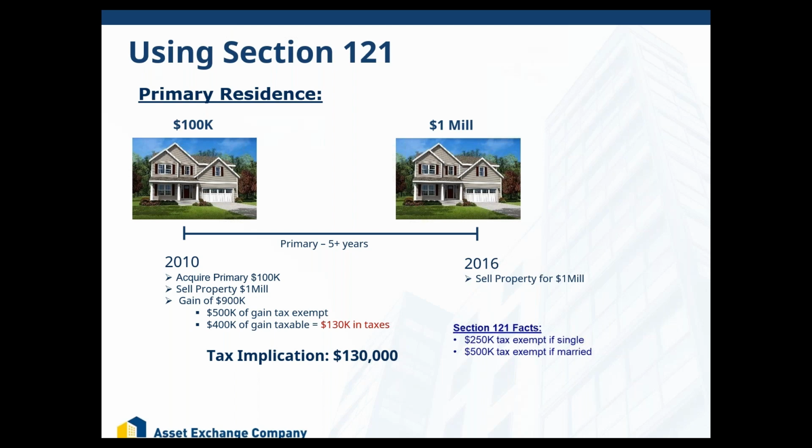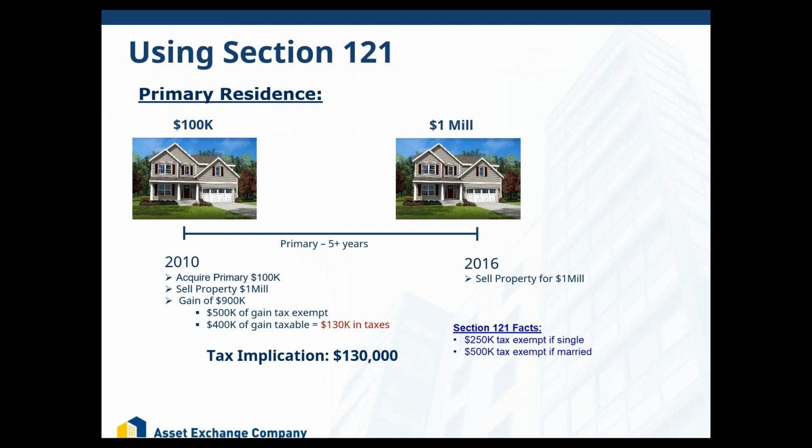Okay, now let's also say when we sell it in 2016, we're married. Okay, now we're going to claim the 121. So because we're married, the first 500,000 of that $900,000 gain, that'll be tax exempt, right? But what's the problem? Well, we still have another $400,000 worth of gain that we're going to be subject to taxes on when we sell the property in 2016, right? That's going to equate to roughly about $130,000 in taxes when we sell the property in 2016.